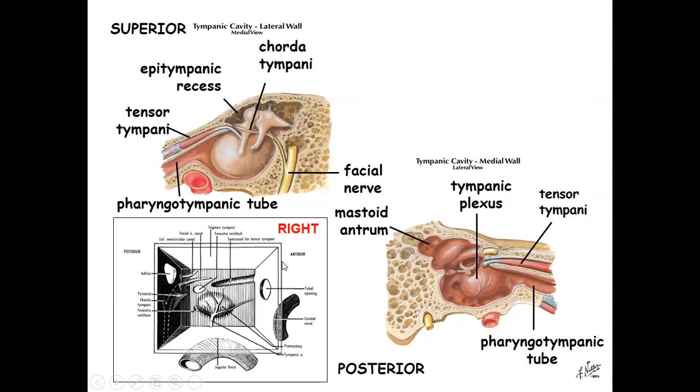And then this is the medial wall, so this is the medial wall from the lateral view. You can see toward the posterior-superior is the mastoid antrum, which leads to the mastoid air cells. Then we have the tympanic plexus here, and the tensor tympani muscle. Toward the front, anteriorly, we have the pharyngotympanic tube.